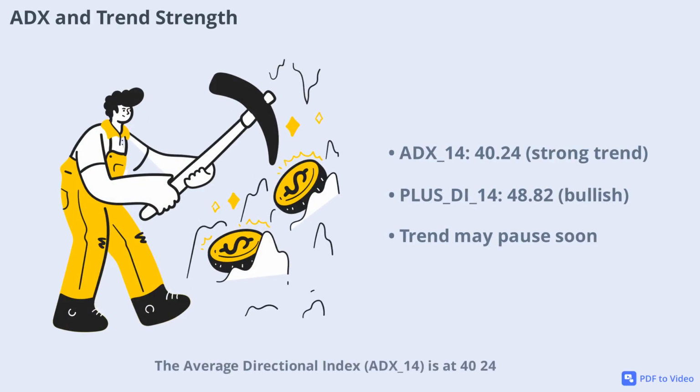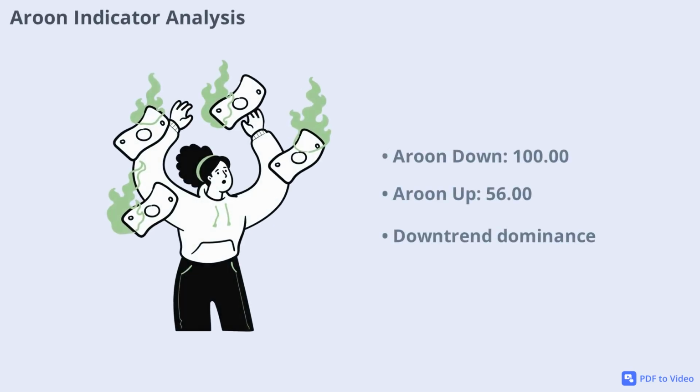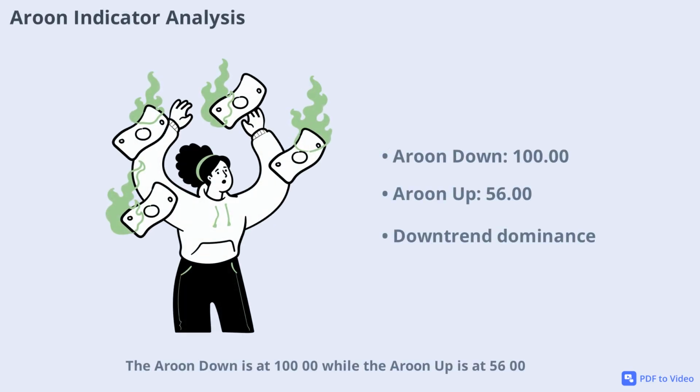The average directional index, ADX14, is at 40.24 with an ADXR14 of 54.02. These values indicate a strong trend is present, as readings above 25 typically signal a trending market. The plus DI14 is 48.82, while the minus DI14 is 29.55, suggesting that the current trend is bullish. However, the high ADXR also means that the trend has been strong for some time and could be due for a pause or reversal.